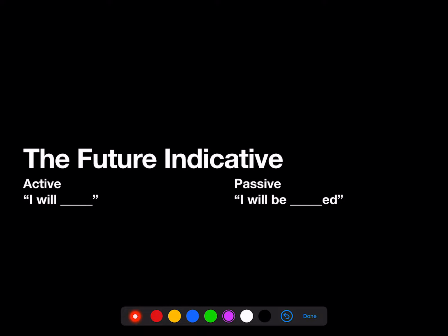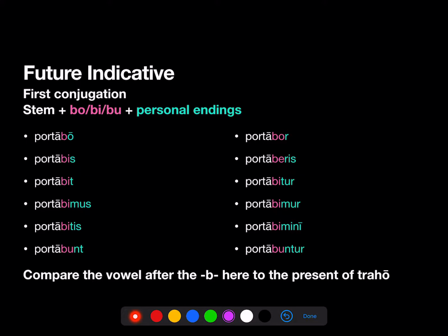Other than this vowel in here, it works exactly like the other conjugations. Now the future indicative, active, I will blank, passive, I will be blanked. The first conjugation uses the stem from the second principal part, plus bo or bi or bu, once it even uses be, plus personal endings. So bo, bis, bit, bimus, bitis, bunt in the active, bor, beris, bitur, bimur, bimini, buntur in the passive.